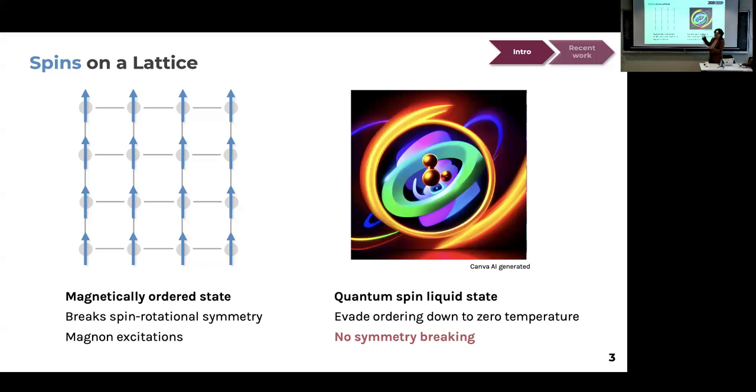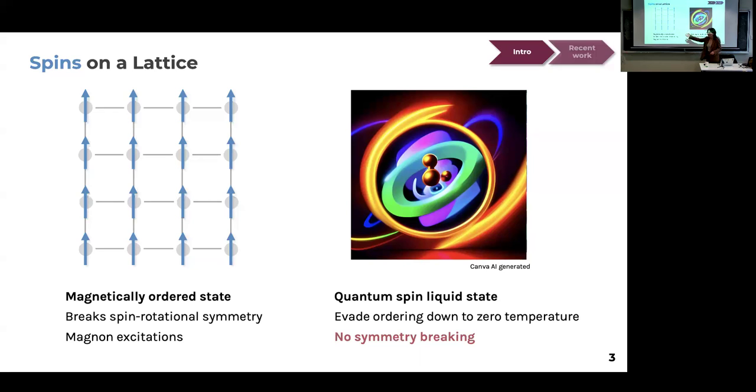Here I've depicted another type of state known as a quantum spin liquid state. Note that this is Canva AI generated because we haven't actually realized a real quantum spin liquid state confirmed unambiguously in real experiments. So for now, we get the pretty AI-generated one. And these states actually evade ordering even down to 0 temperature.